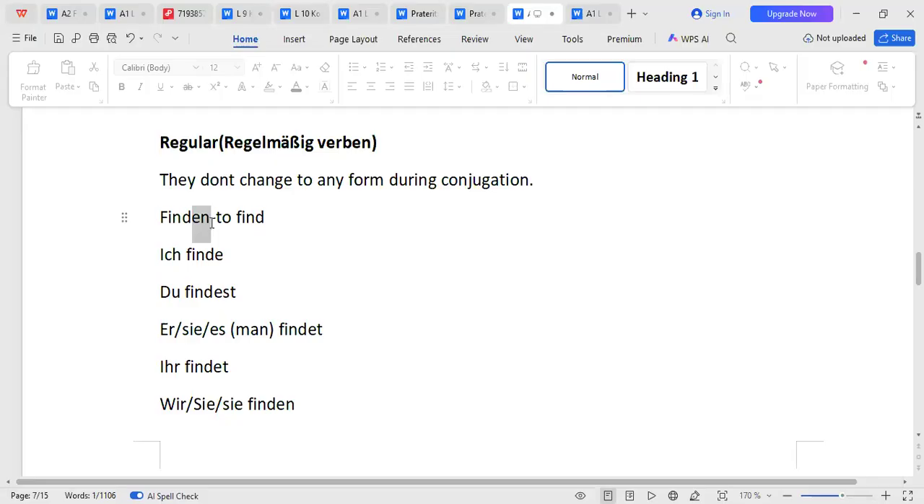Remember the rule? T or D. If after removing en, the verb ends with T or D, then what do you do? Just remove the n alone, but retain the e, and add an st. That's what I've done here. I've just removed the en from finden. I've just removed the n, but I've left the e, and then add an st. Findest. Du findest. Er, sie, es, man findet. Ihr findet. Wir, sie finden.